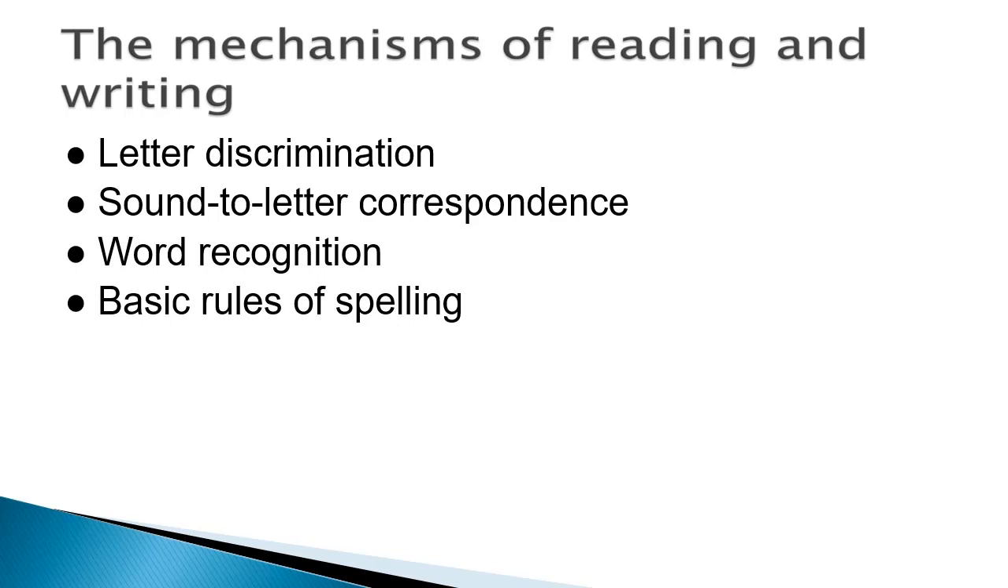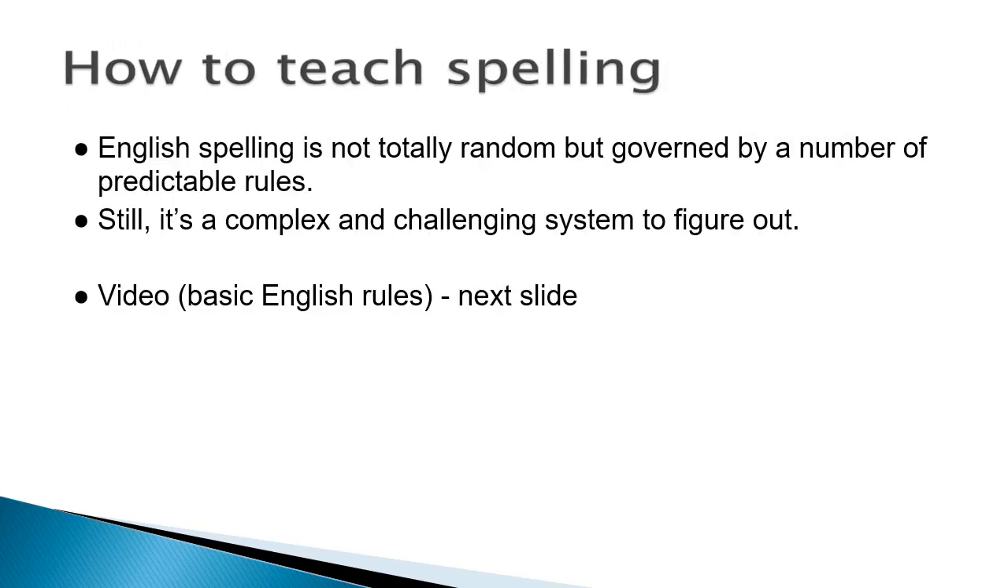And then basic rules of spelling is applying those basic rules based on, in the case of English, the letter environment. English spelling is not totally random, but governed by a number of predictable rules. Still, it's a complex and challenging system to figure out. Let's see a short video about basic English rules.